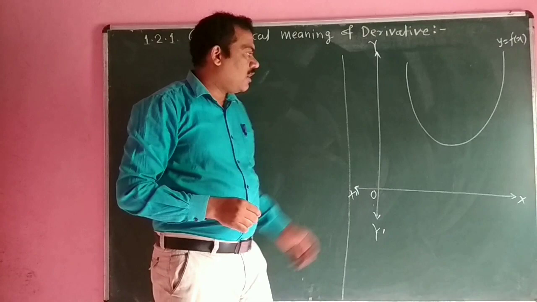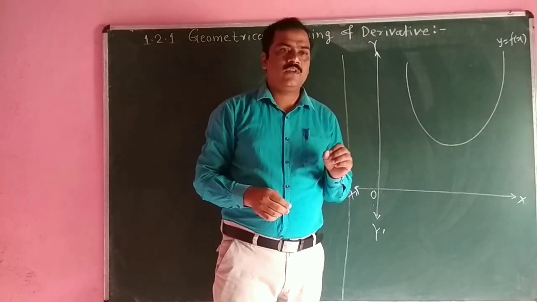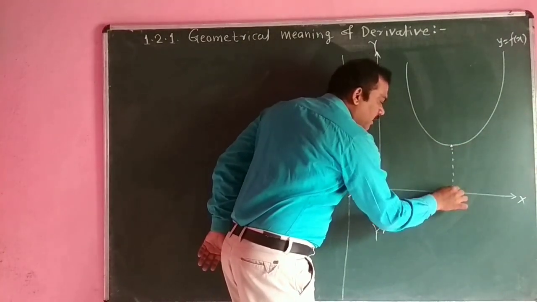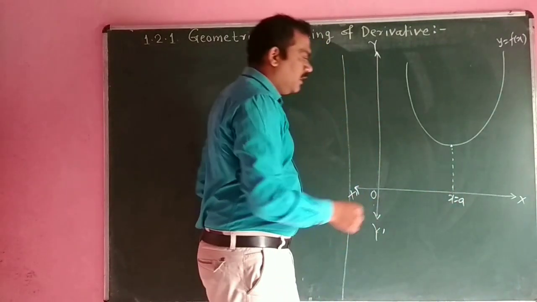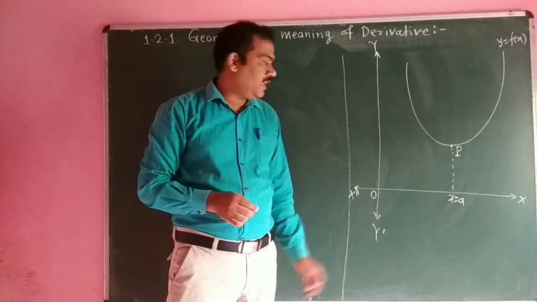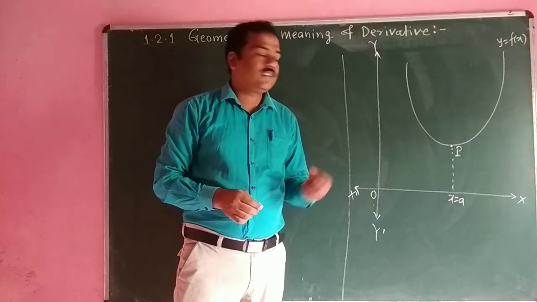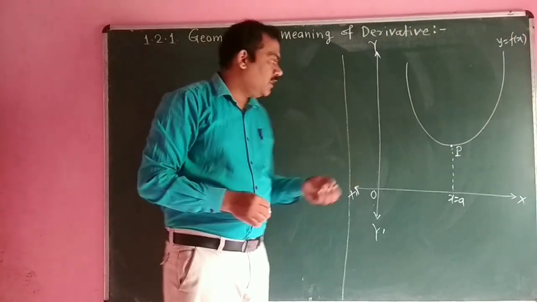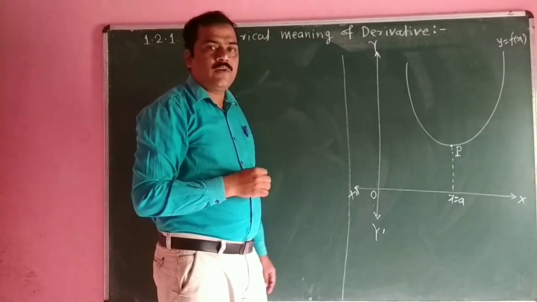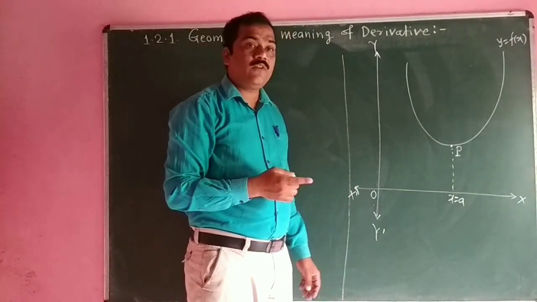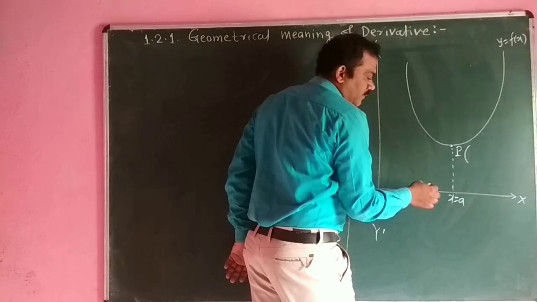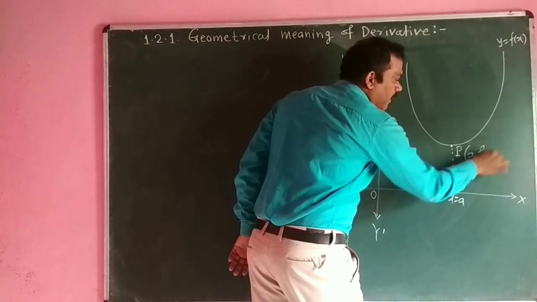Now on this curve we have to take a point P. Suppose that the point is here and suppose that its x coordinate is a. Now we have to find the y coordinate of this point P. If we put x is equal to a, then we get y is equal to f of a. Means for x is equal to a, the value of y is nothing but f of a. So the coordinates of this point are a, f of a.